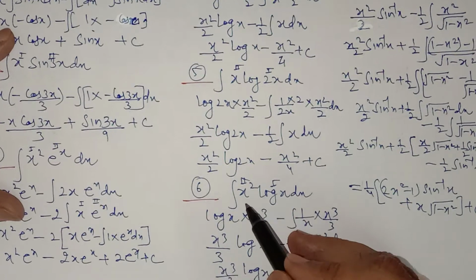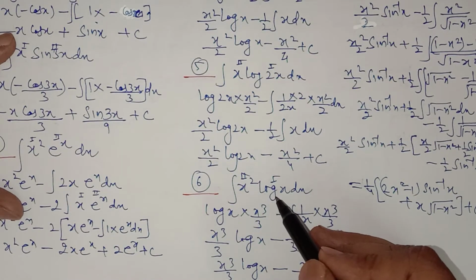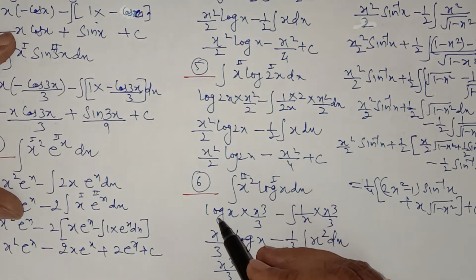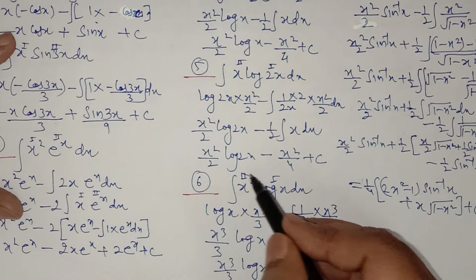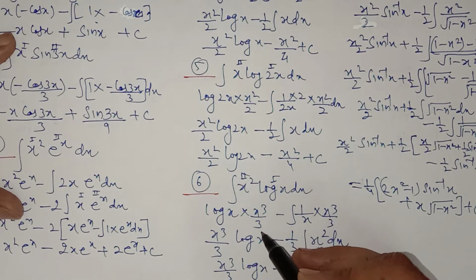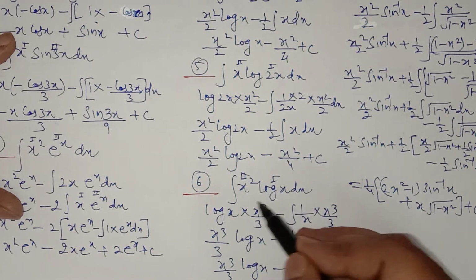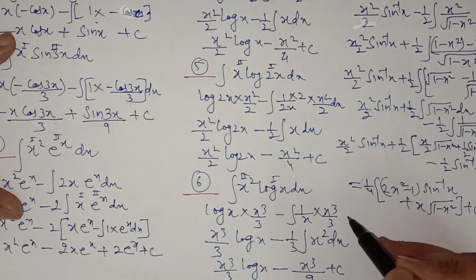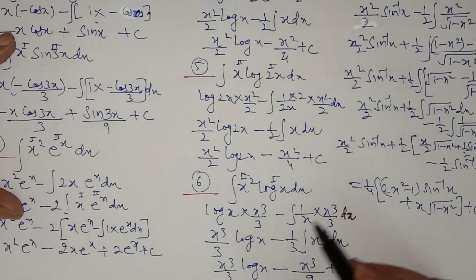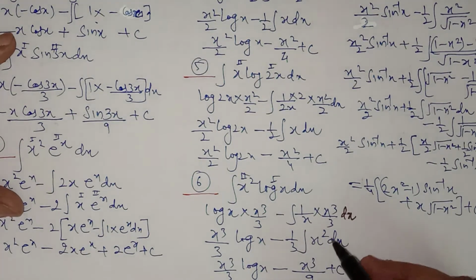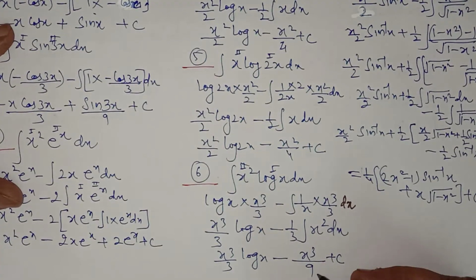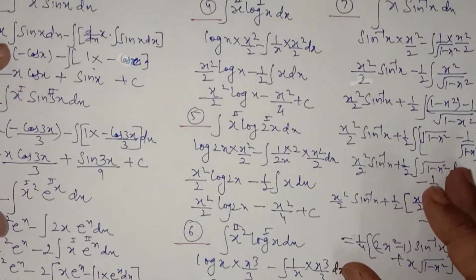Again we have algebraic and logarithmic. So logarithmic function first and algebraic second. First function as it is, integration of second, which is x cube upon 3, minus derivative of the first, which is 1 upon x, into integral of second, which is x cube upon 3. And you have to integrate with respect to x, so it means you have to integrate only x square, which is x cube upon 3, x cube upon 9, because 1 upon 3 is already there.